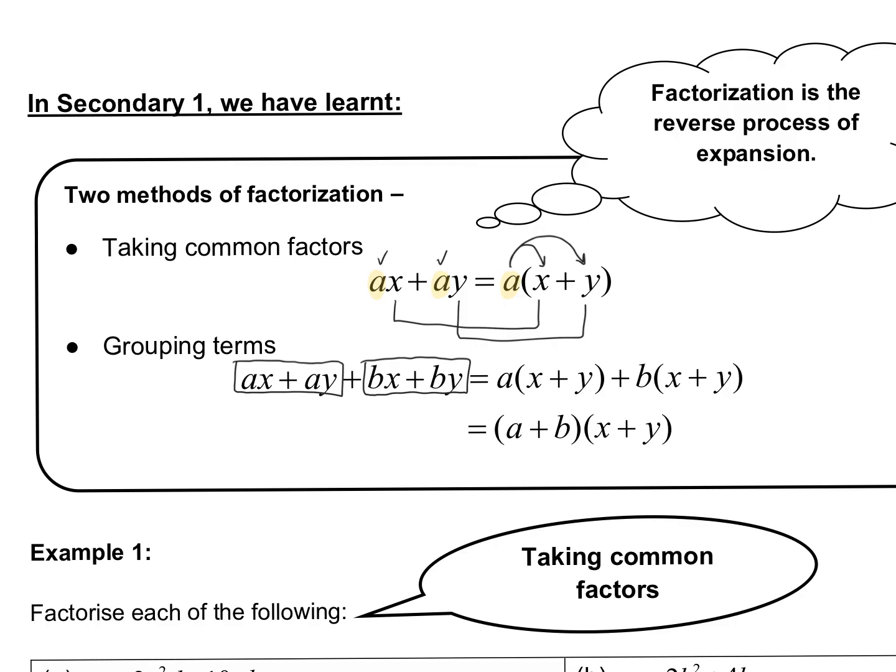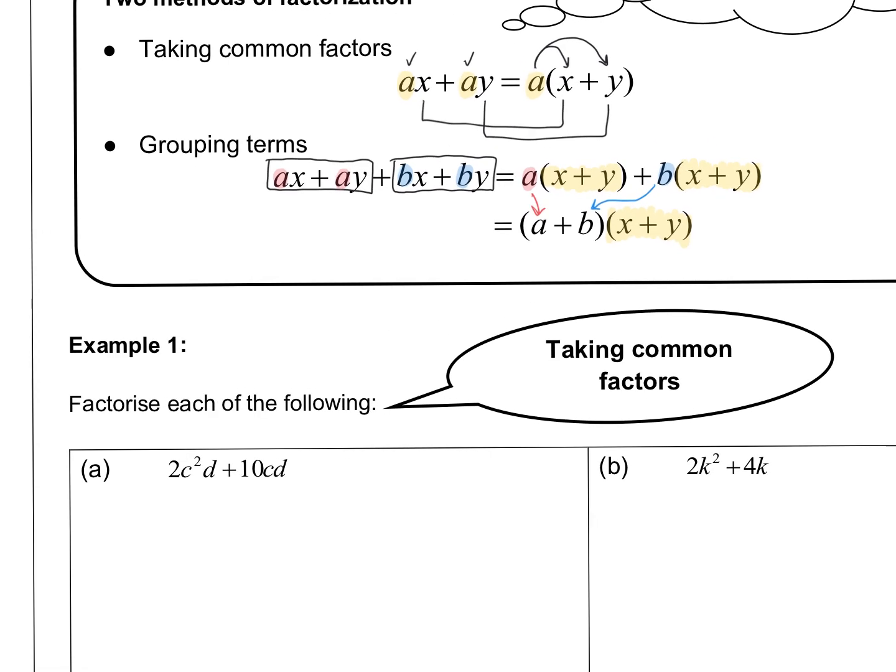Take out the A first as a common factor for the first one. Okay, and then we take out the B as a common factor for the second. Then we realize that between these two, they actually share a common factor x plus y. So if you take the x plus y out, you'll be left with the A plus B in another bracket. So these were the two that we have learned before. Okay? So now, if we look at these two, what is common between these two terms?